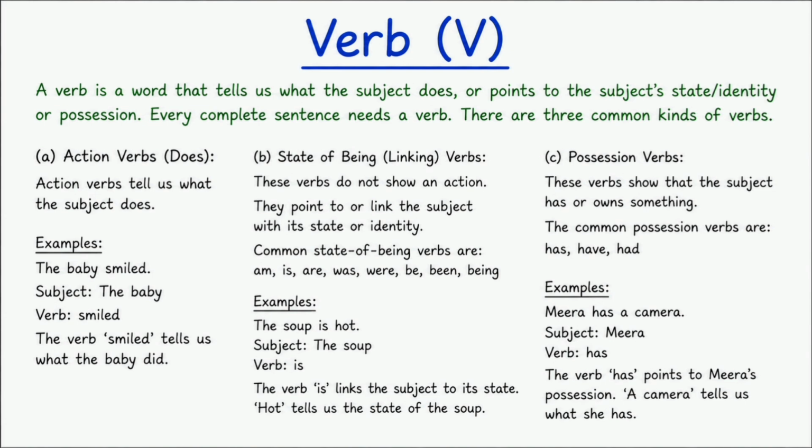Number three, possession verbs. These verbs show that the subject has or owns something. The common possession verbs are has, have, had. Example, Meera has a camera. Here the subject is Meera and the verb is has. The verb has points to Meera's possession. A camera tells us what she has and the verb has points to her possession.